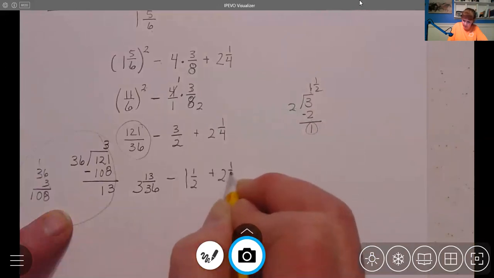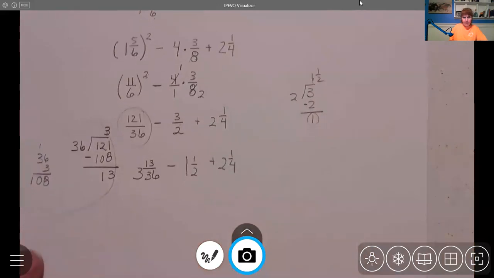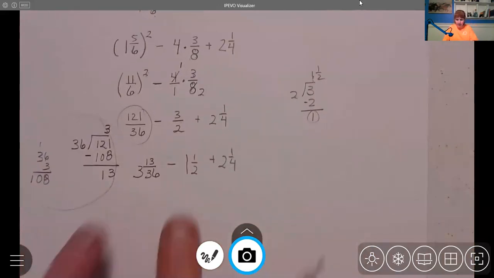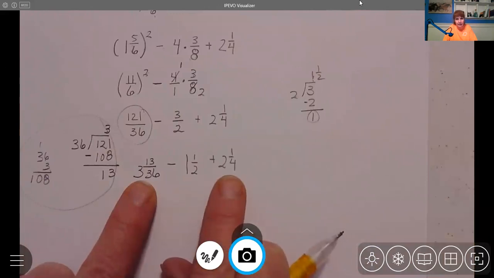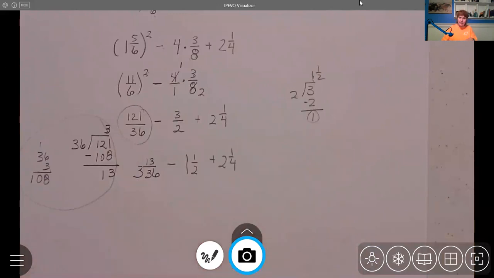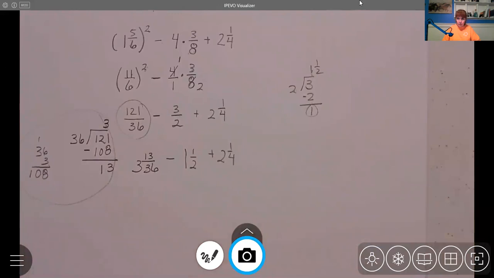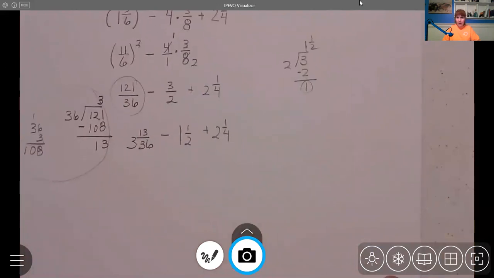Plus 2 1/4. I'm going to subtract here first, get a common denominator, and then I'm going to add this in. So all of this is good practice and review of adding and subtracting and multiplying fractions.